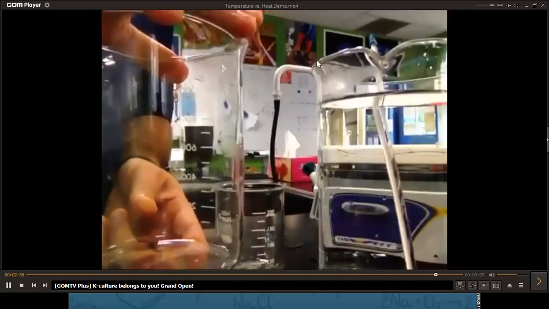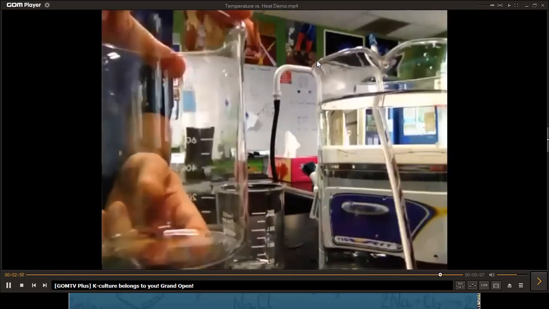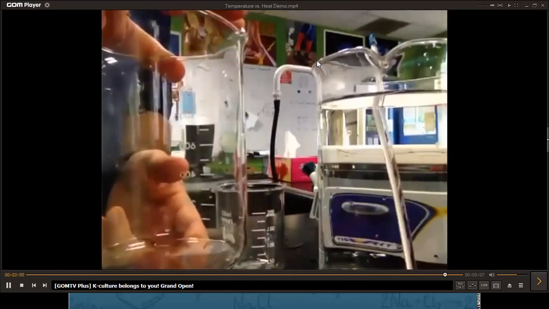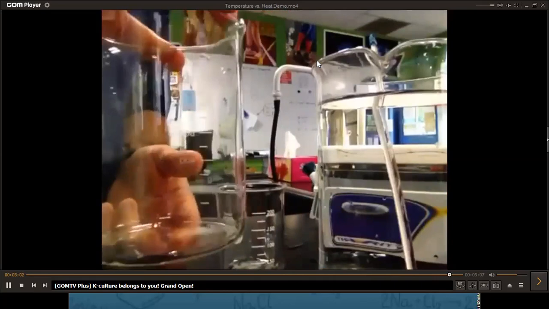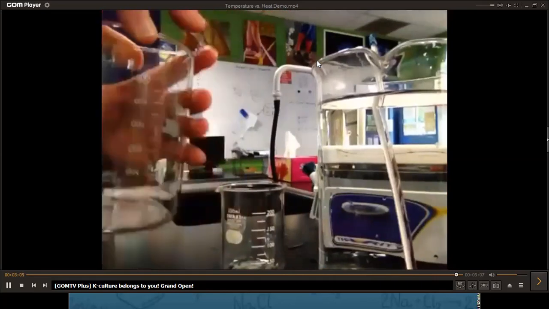Okay? We're going to be talking about this more and more, but right now I want you to do before and after particle diagrams, and I want you to try and explain your observations. Thanks for tuning in.